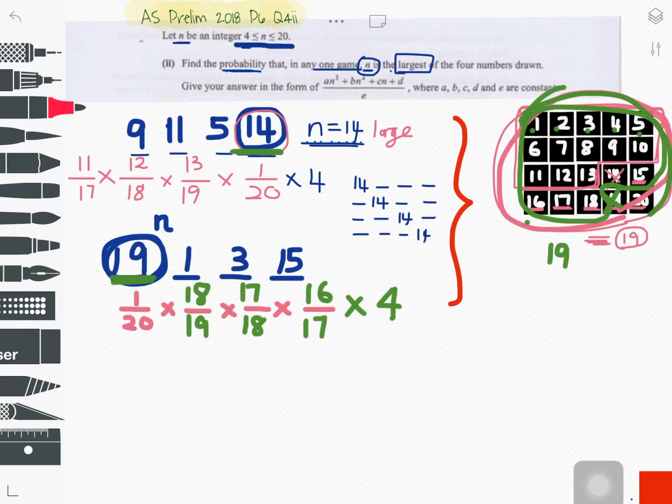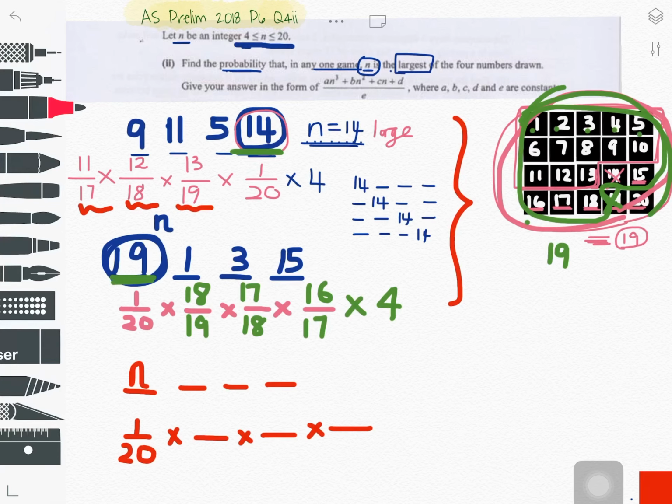If n is the largest number, what will you write? Okay, this is my n. I don't know what is happening to this. Okay, what is the probability of selecting one largest number out of the 4? This one fixed, 1 out of 20. You are very good. You already know how to get this, right? Now let's think. Look at all the answers that I'm writing here. Do you think it's changing? No, right? So happily you can write here 19, 18 and 17.